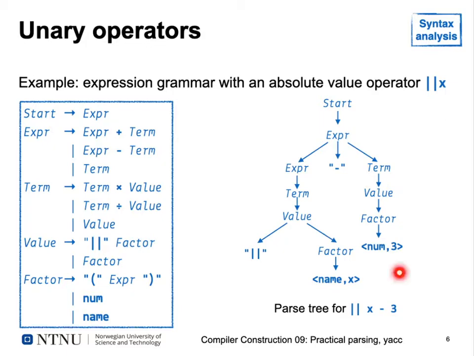So for example, when you parse this, you want your factor, which resolves to a name, which is an x, that variable name, your identifier. You want this to resolve to a value, and this value is obtained by putting the absolute value operator in front of our factor, and then all the other operations, like our minus and the 3 as a number, are further up in our syntax tree. So this means we evaluate the absolute value operator first, and after that we evaluate the rest of our terms, so minus and 3.